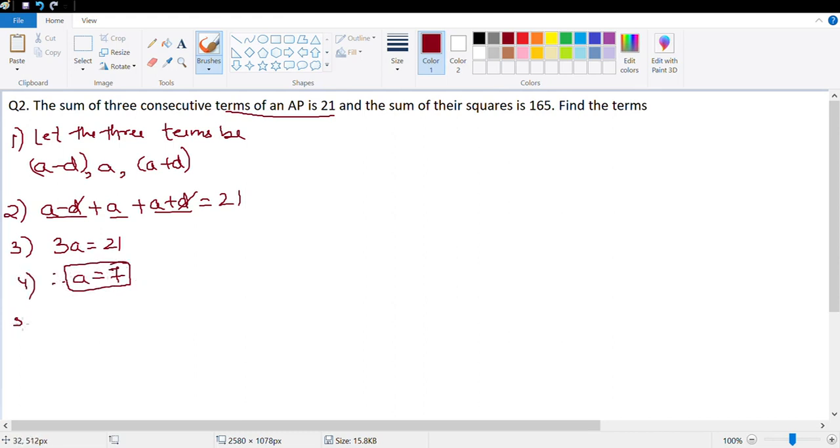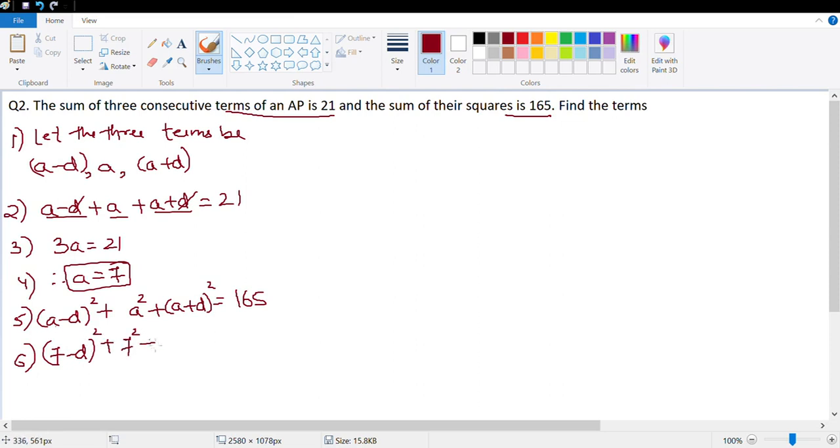Next, the sum of their squares is 165. So we have a minus d whole square plus a square plus a plus d whole square is equal to 165. Right, that's correct. The sum is given equal to 165. I know the value of a. A we just calculated was 7. So 7 minus d whole square plus 7 square plus 7 plus d whole square is equal to 165.